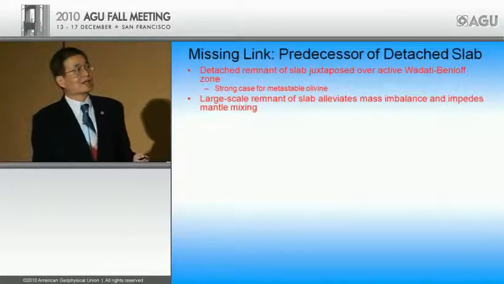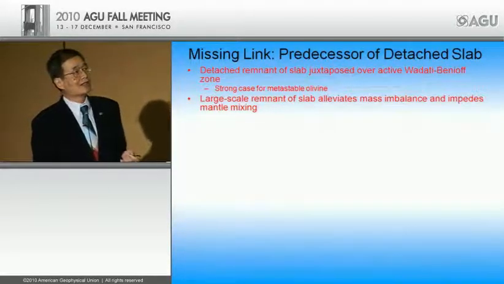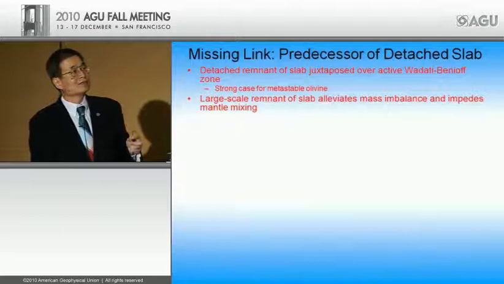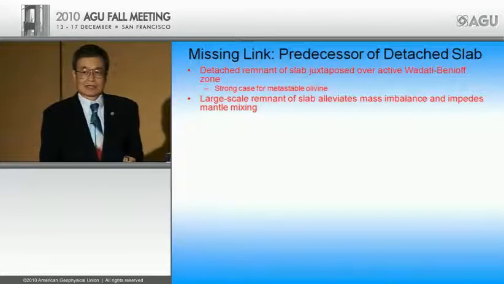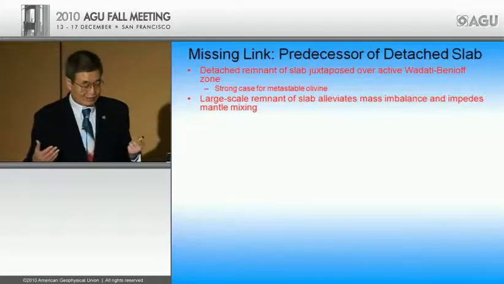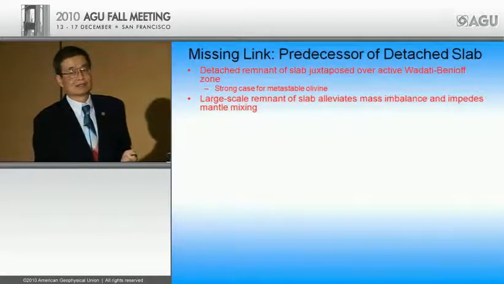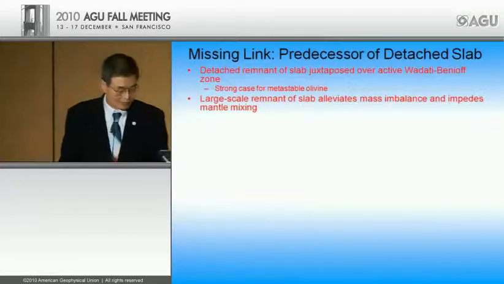So far, the take-home message is that we see a very large detached remnant of slab, which is juxtaposed over the classic Wadati-Benioff zone. And we also made a strong case for the existence of metastable olivine. This detached remnant is where the slab went. This basically alleviates this problem of mass imbalance, but it would impede chemical mixing across the 660.